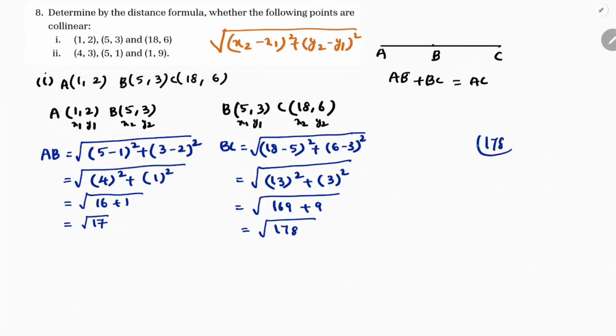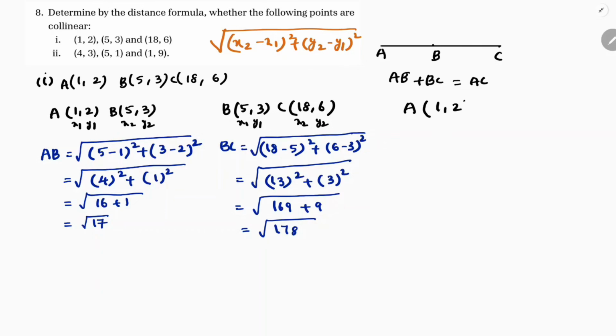see, the prime factors of 178, 2 times 89. Prime factorization, it's 2 times 89. So 89 is prime, so we cannot write it in a simpler form. So root 178.